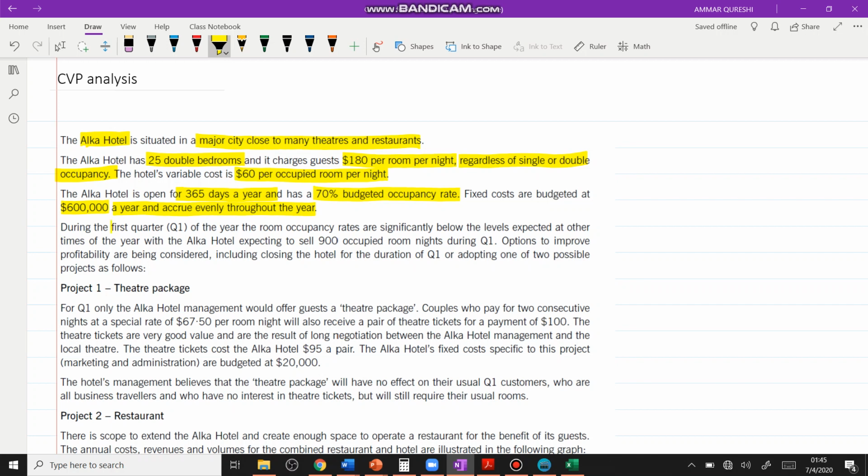During the first quarter of the year, the room occupancy rates are significantly below the levels expected at other times of the year, with Elka Hotel expecting to sell 900 occupied room nights during quarter one. Now, why are they saying it's significantly below the level?